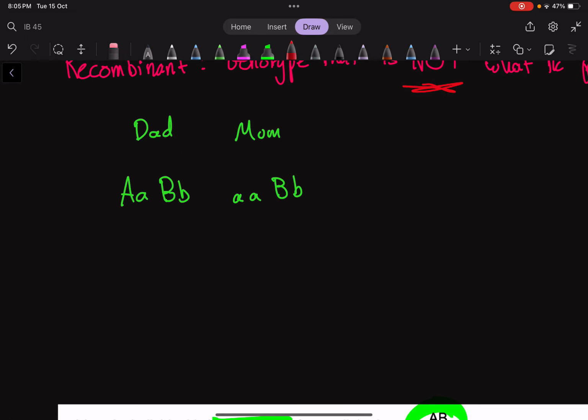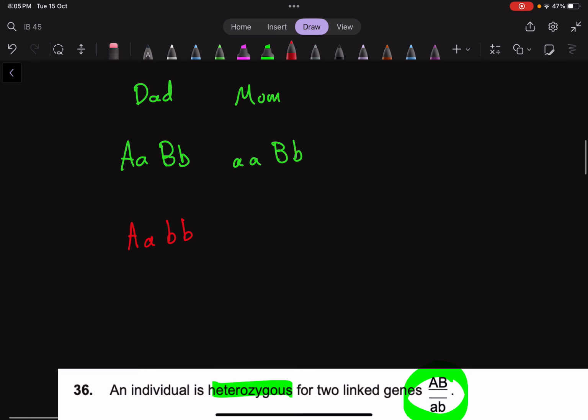Okay, let's imagine a kid gets big A, little a, small b. Quickly check yourself. Are they a recombinant? Well, this first part matches the dad, but then this little b does not match a parent. So this whole thing does not match a parent. So therefore it is a recombinant.